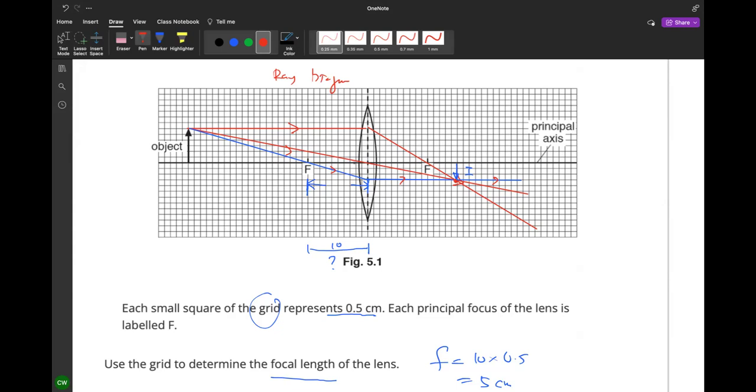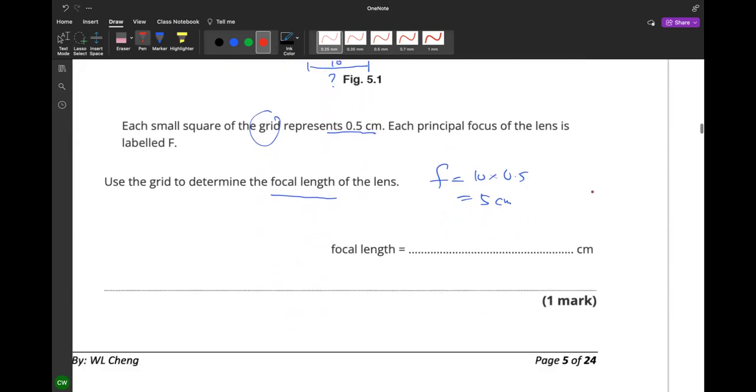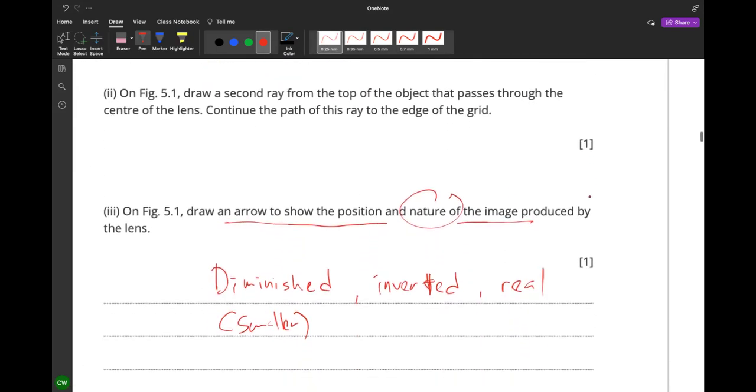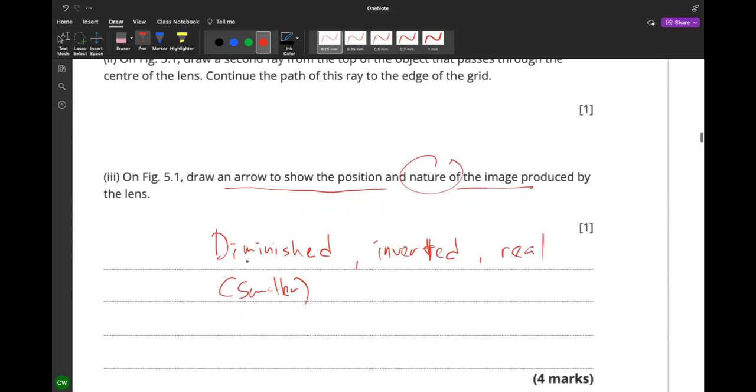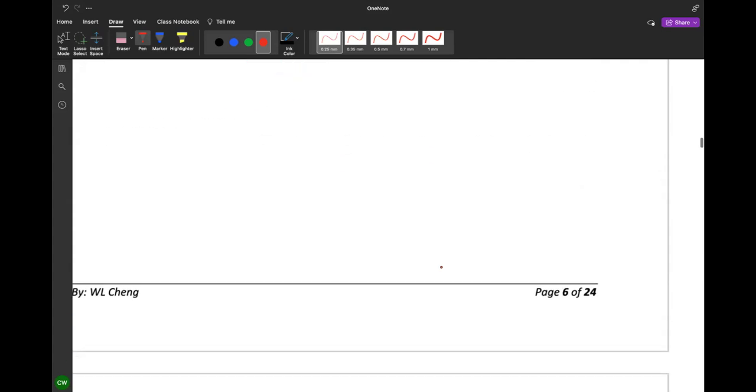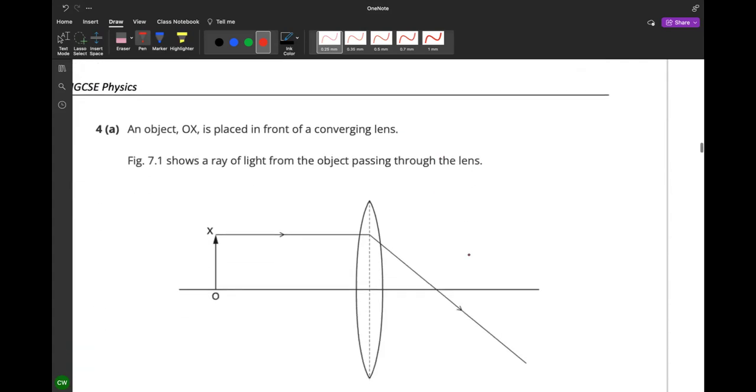Okay. And then somehow you have to talk about whether it's formed by real ray or dotted ray, because there is a possibility that the ray can be virtual. So this is formed by real ray. These three, do you understand? So these three: diminished, inverted, inverted means upside down. Real means real; virtual means not real. Okay, virtual ray. Any problem? No problem.